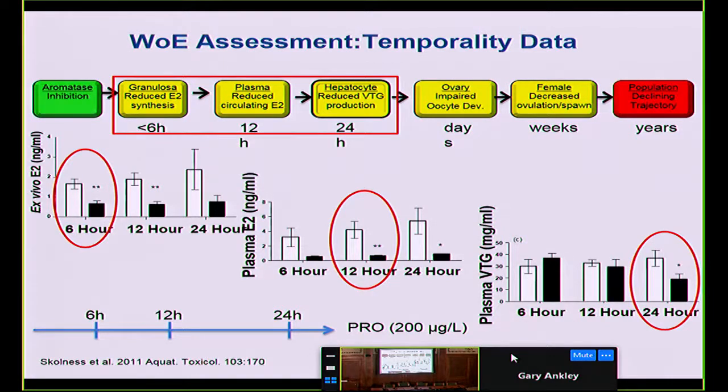On the left here, at 6 hours, there's a significant decrease already in the ability of the ovary to produce estradiol. By 12 hours of exposure, you see a significant decrease in plasma E2 levels. And then by 24 hours, this is accompanied by a decrease in circulating vitellogenin. So here you see, in a very nice fashion, this time course relationship where the upstream event precedes the subsequent downstream events in a manner consistent with that depicted by the AOP.